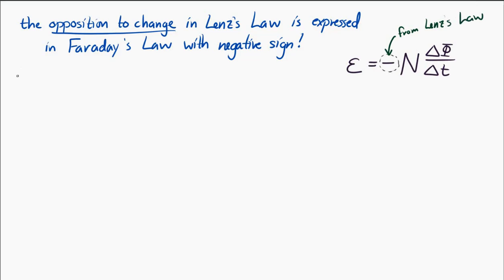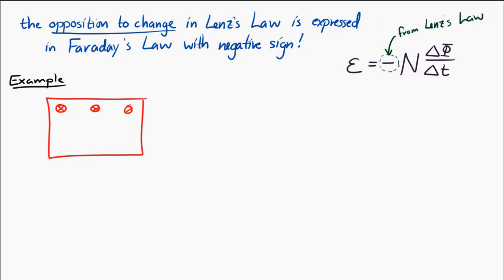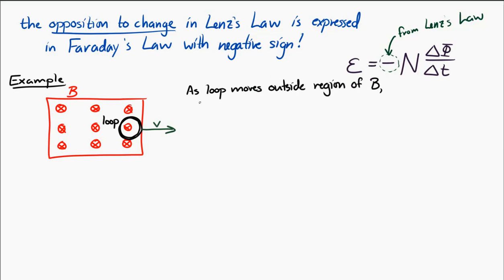Okay, let's do another example. Let's say we have a loop moving through an area of uniform magnetic field, and that loop is going to move out of that region. So within this region, within this red box, there's a region of magnetic field, and outside there is no magnetic field.